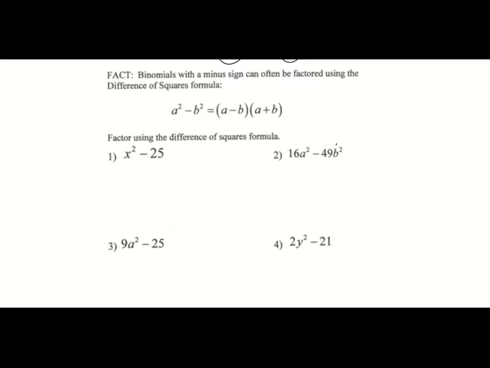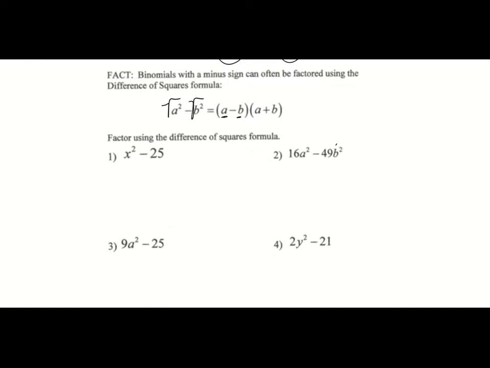So this is done when we have a binomial that looks something like this. We have some a squared minus b squared. And the way it works is we take our a squared minus b squared. If you took the square root of both those numbers, you would get your a and your b, and you would be able to fill in our binomial. So let's look at an example.